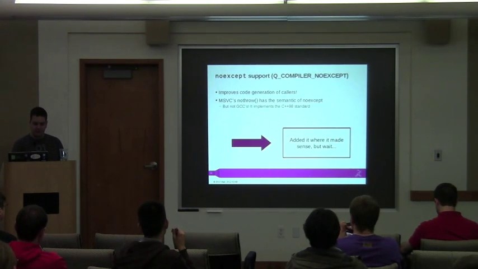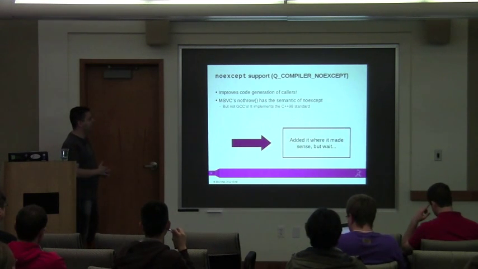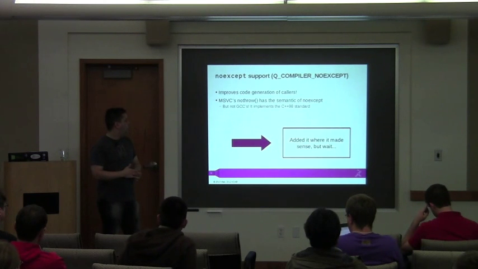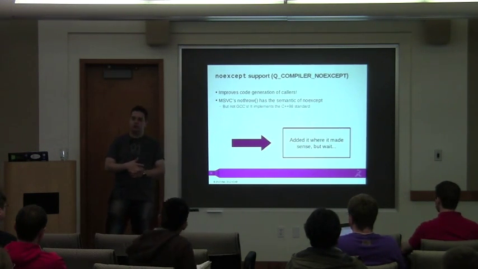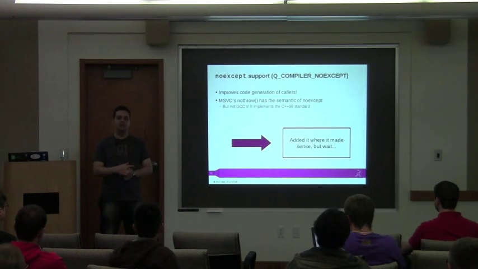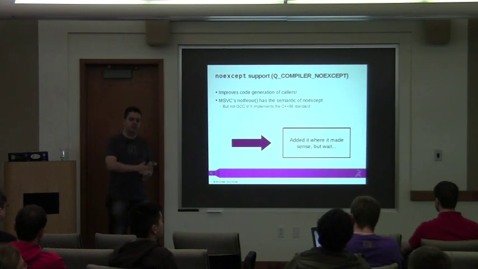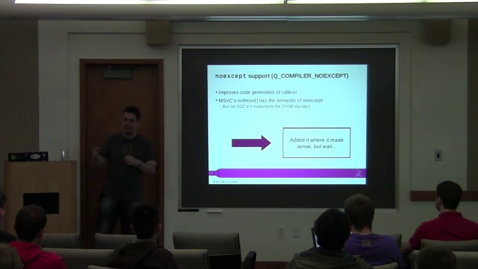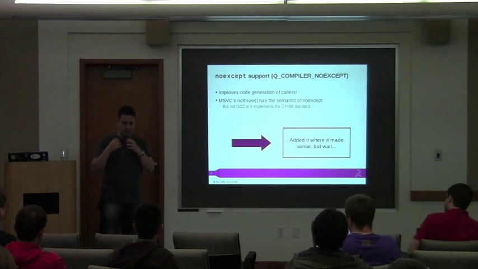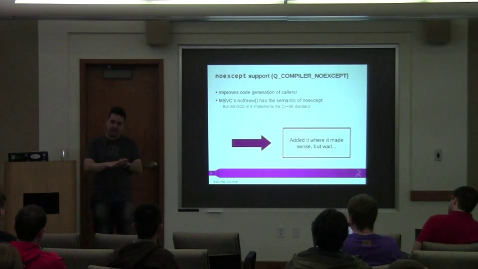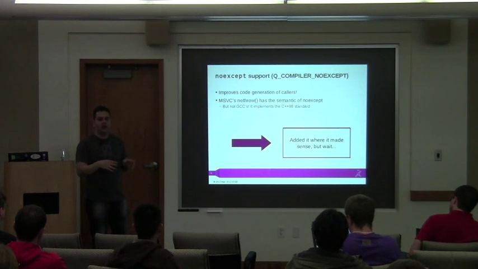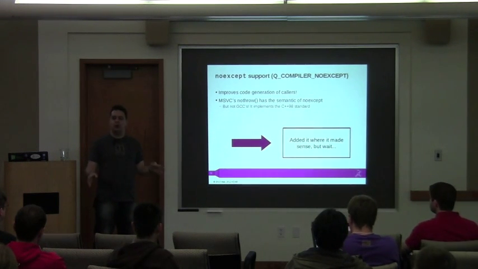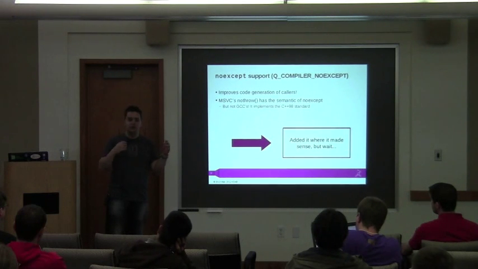noexcept improves code generation of the callers. So we're adding it as much as we can where it makes sense. Like I said before, Microsoft Visual Studio's nothrow in C++98 has the same semantics that we want, the noexcept semantics. That is, for a function declared with noexcept, the caller can assume that it does not throw. The function itself, if it's declared with nothrow in C++98, needed to do a runtime check whether something did throw, and then call the terminate handler. In C++11, this allows a much simpler operation, simply declaring, for the runtime support, do not throw anything past this, so the runtime support will take care of it.